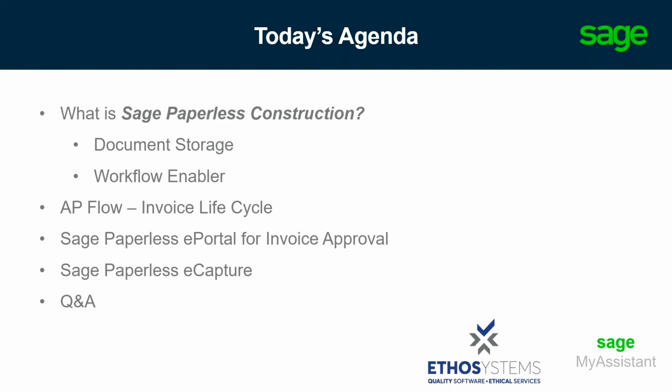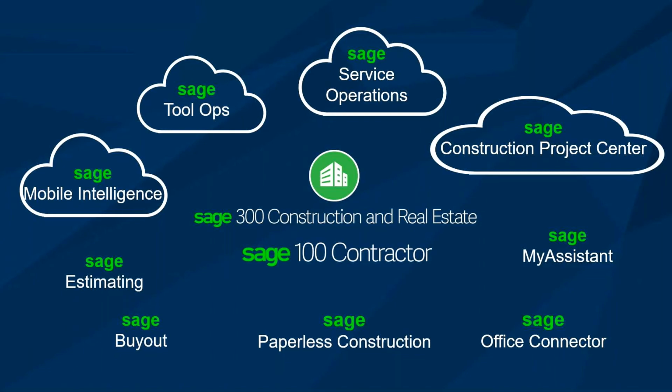And so please understand that this is just one of the different tools that we're going to be looking at when we talk about the Sage Construction and Real Estate product suite. Here you can see some other products that do connect to your 300 CRE as well as your 100 contractor solution. But today we will be focusing on the Sage Paperless Construction.